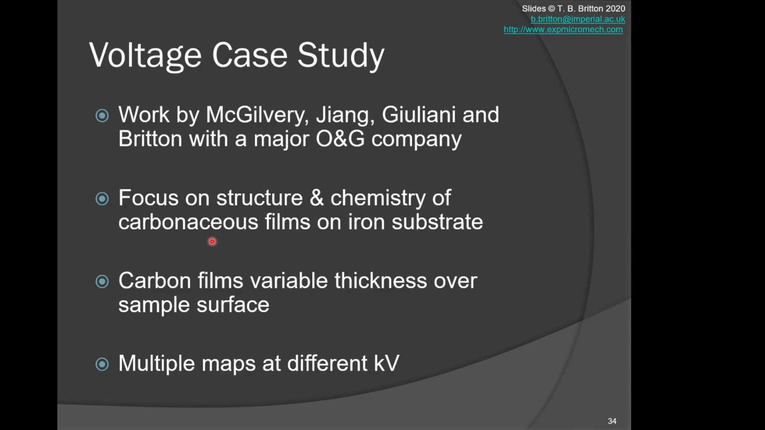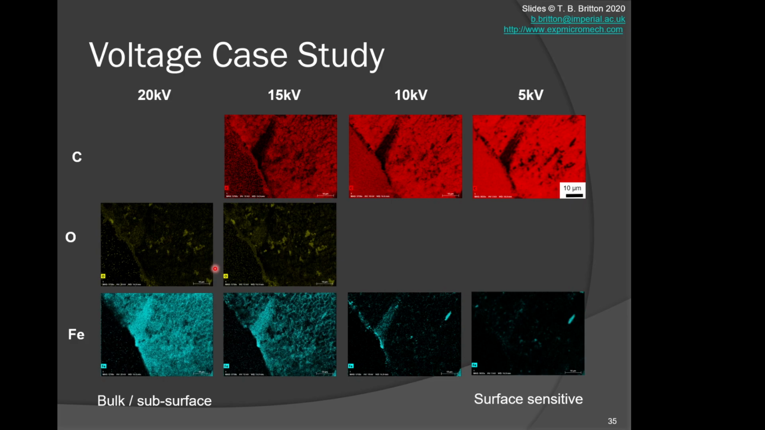In a different example, Catriona McGilvey, myself, Jun Jiang, Finn Giuliani, we worked with a major oil and gas company. We're looking at the structure and chemistry of carbonaceous thin films on iron substrates. What we knew is that there's variable film thickness across the sample surface, so we took multiple maps with different kV. So here are our multiple maps.